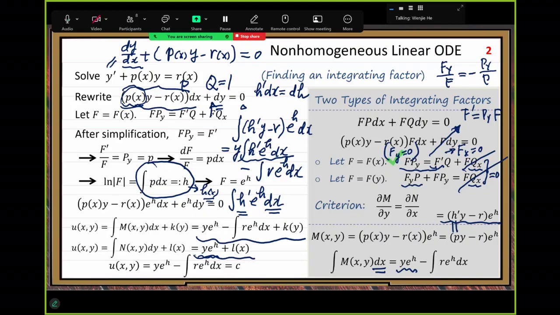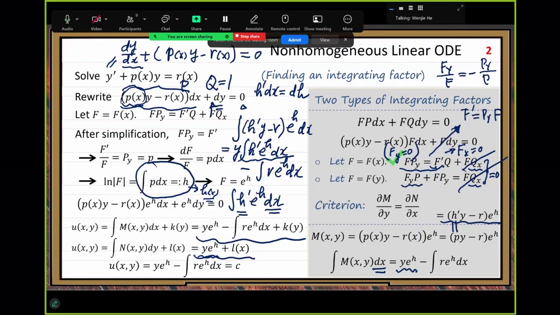So this y times e to the h, because it appears on both sides, the union will only take one copy. This integral, negative integral r e to the h, appears in the first expression, so we copy it down. If a term appears in one of the two expressions, we copy it. And at the end, for the little l function and little k function, we use the constant c.